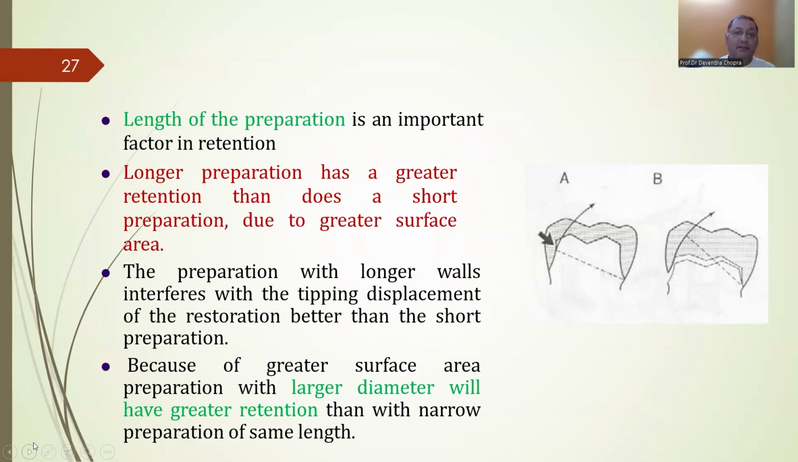Length of the preparation is an important factor in retention. A longer preparation has greater retention than a short preparation due to greater surface area. Because of greater surface area, a preparation with larger diameter will have greater retention than a narrow preparation of the same length. I have already told you, there has to be a minimal 1:1 ratio of crown and root. If you are not respecting the occlusocervical geometry of your preparation, definitely you cannot ensure a better prognosis of your future crowns and bridges. Next slide.